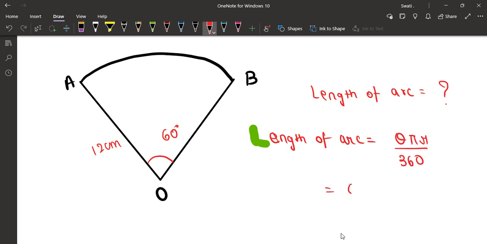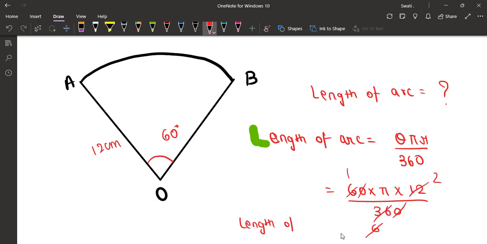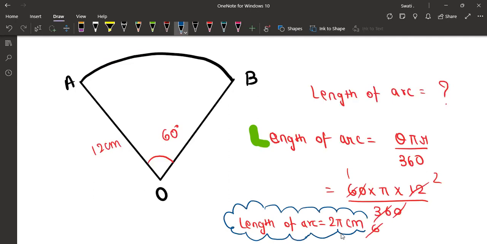What is theta? 60 degree. What is pi? We have to keep pi as it is. What is r? 12. And what is this? 360 as it is. Of course, this will get cancelled, this will get cancelled, and this will get cancelled. So the length of the arc in terms of pi that we are getting is 2 pi centimeter. This is our answer of the length of the arc. That is 2 pi centimeter.